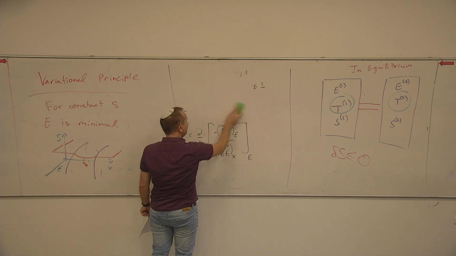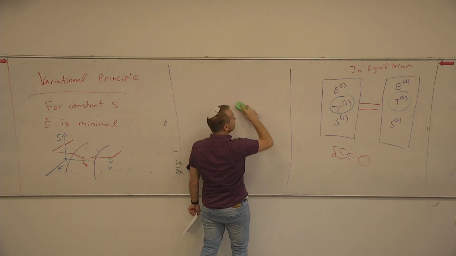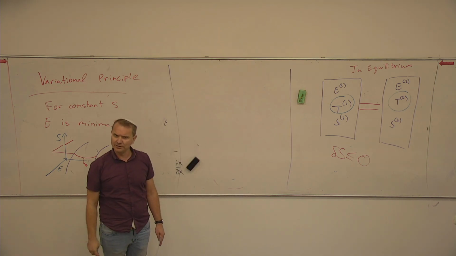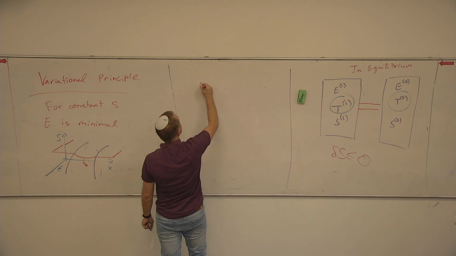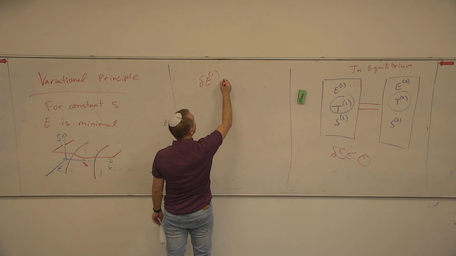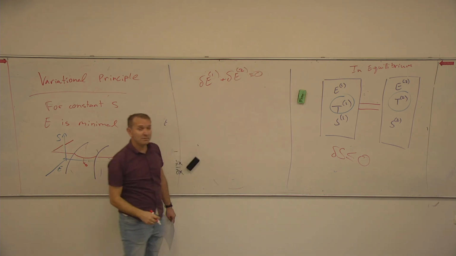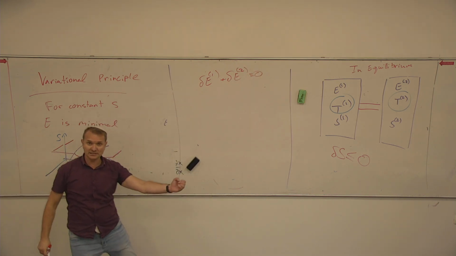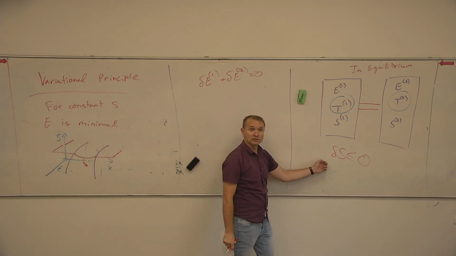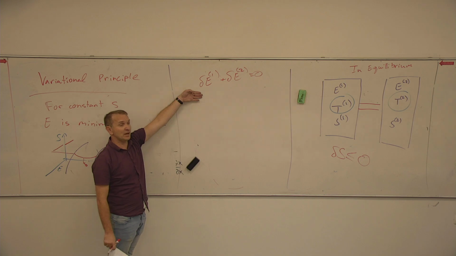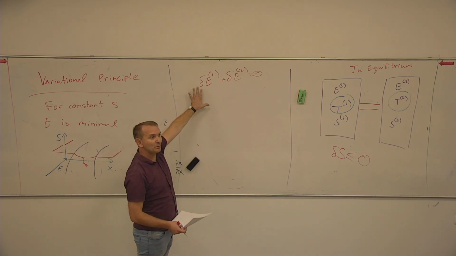Now, remember when the entropy is at maximum, I haven't modified the total energy of the system. So I know that delta E1 plus delta E2 equals 0, because the energy was constant. I did something to the system, the entropy went down a little bit. You can call it a fluctuation. The energy was kept constant. And those are my two assumptions.